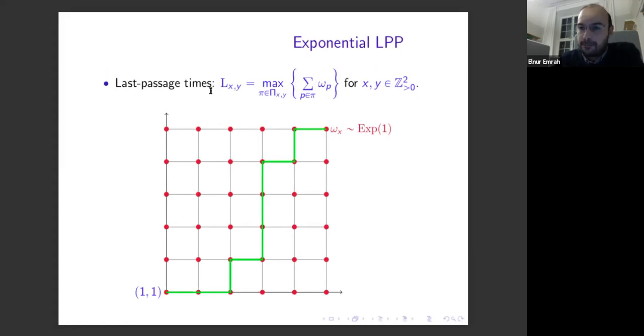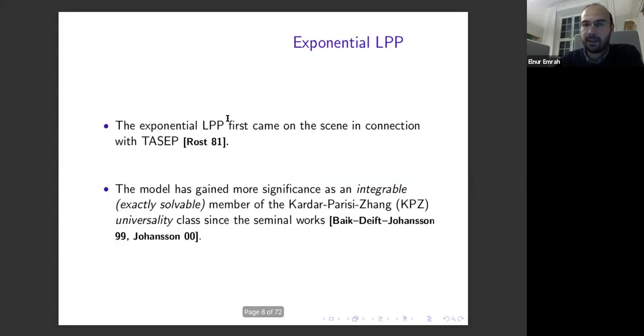Then the main object of interest in this model is the so-called last passage times. Between vertices x and y, these are defined by this formula. For each path from x to y, we sum up the weights along that path and take the maximum. And this big pi xy denotes the set of all upright paths from x to y. Okay.